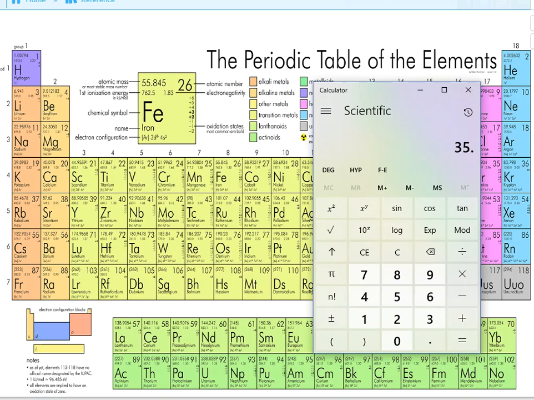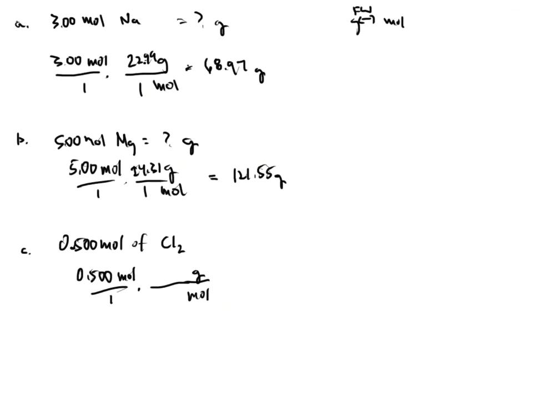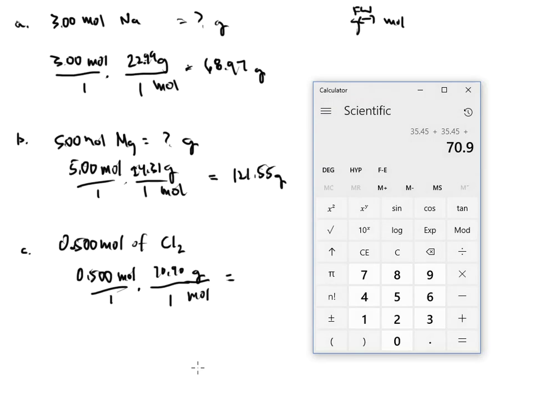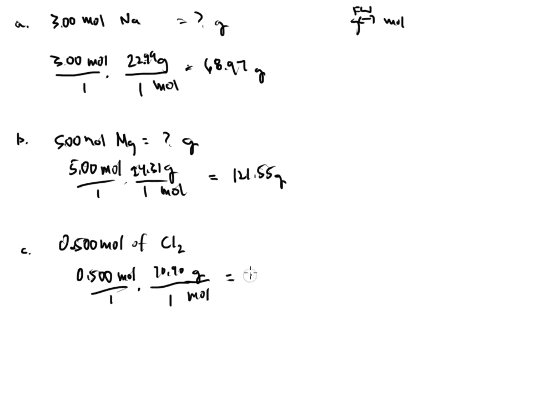So 35.45 plus 35.45, that's 70.90. So 70.90 grams in 1 mole. That's the formula weight. So I'll take 0.5 and I'll multiply by 70.90, and I get 35.45 grams of chlorine gas that I should weigh out.